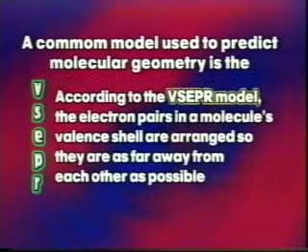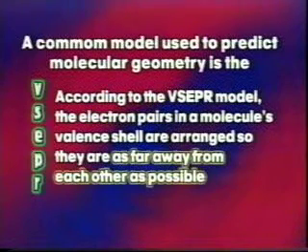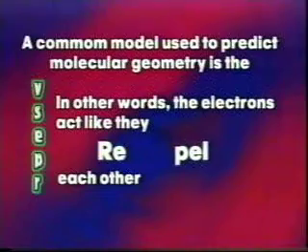According to the VSEPR model, the electron pairs in a molecule's valence shell are arranged so that they're as far away from each other as possible. In other words, the electrons act like they repel each other. Whenever you're trying to predict molecular geometry, be sure to VSEPR.